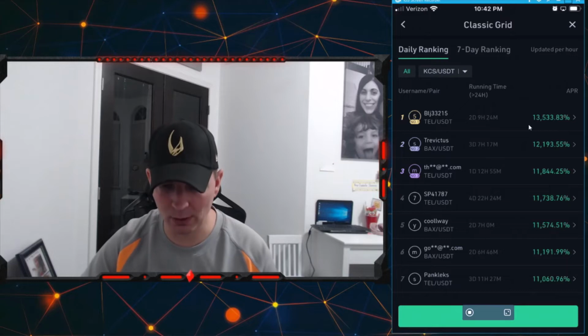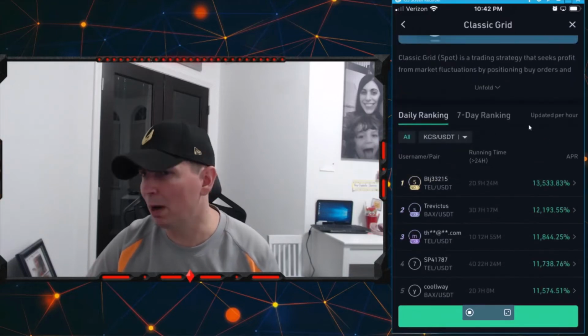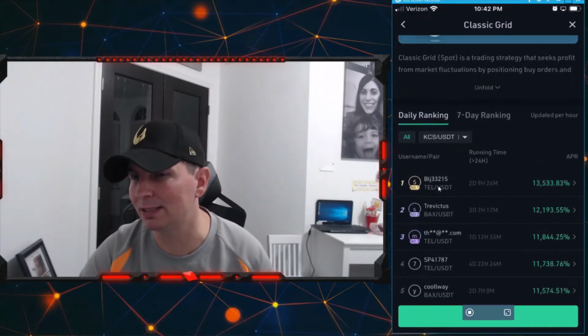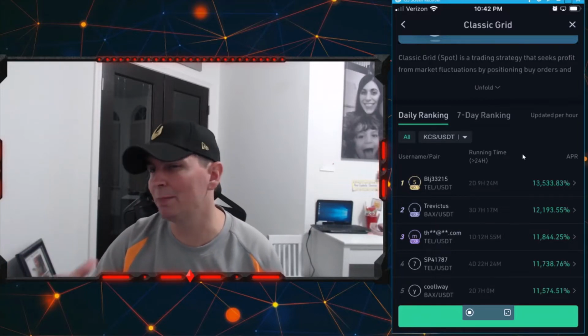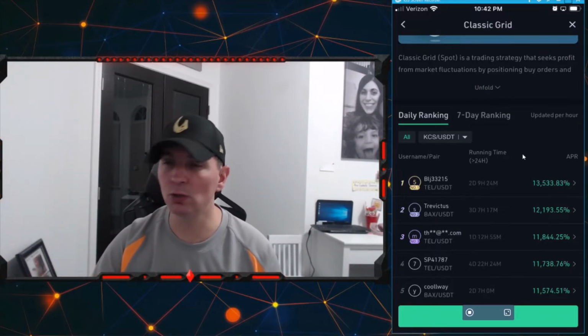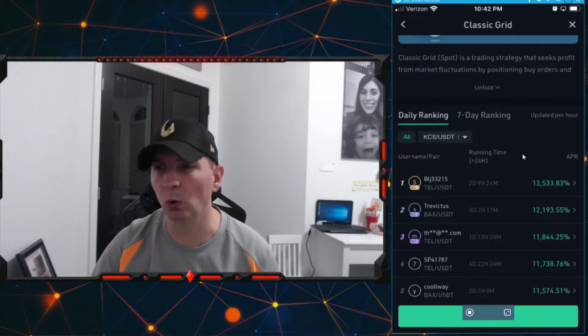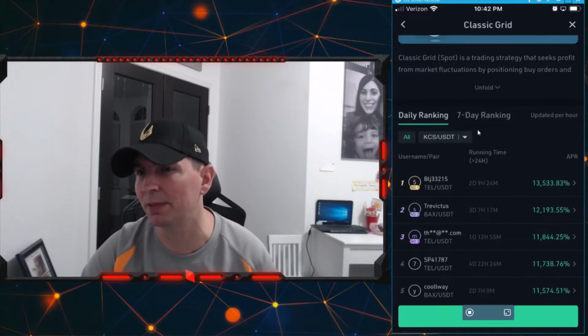So it is not very representative of what a month could even look like with this coin, the TEL or the BAX. Essentially what it could look like. It might mean that the coin had either a lot of movement, a lot of action, or it had a spike to go ahead and boost up that APR.